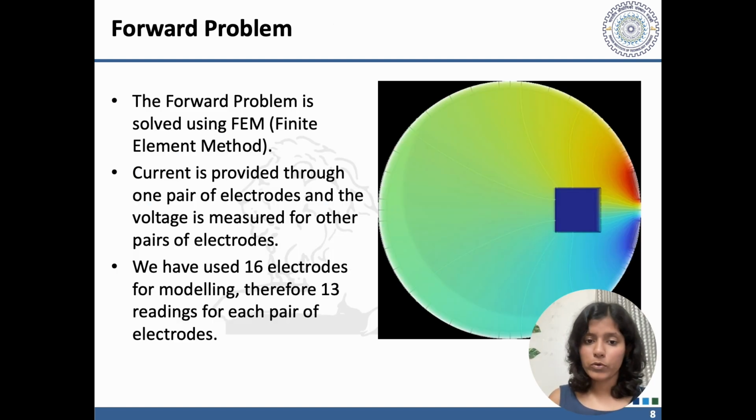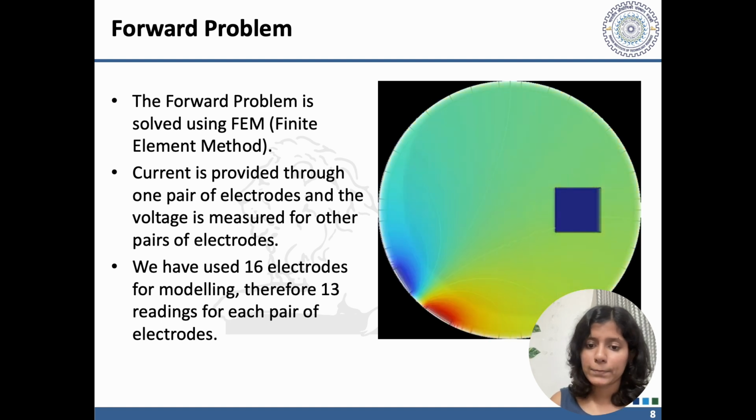The forward problem of EIT is solved using the finite element method, and this is the result that I have got from solving the forward problem using the COMSOL Multiphysics software, as you can see.